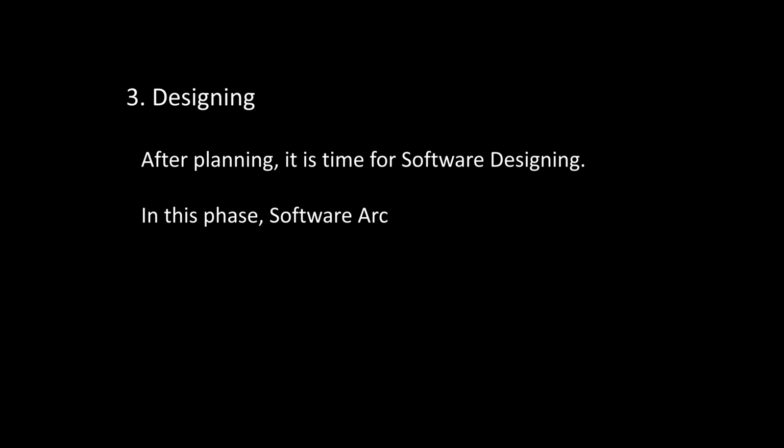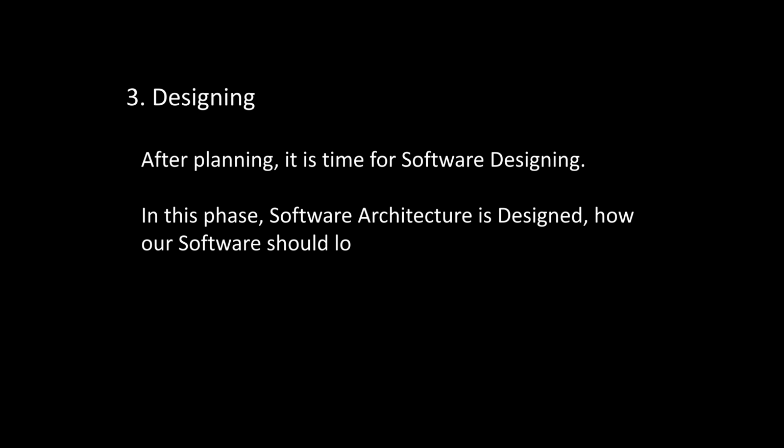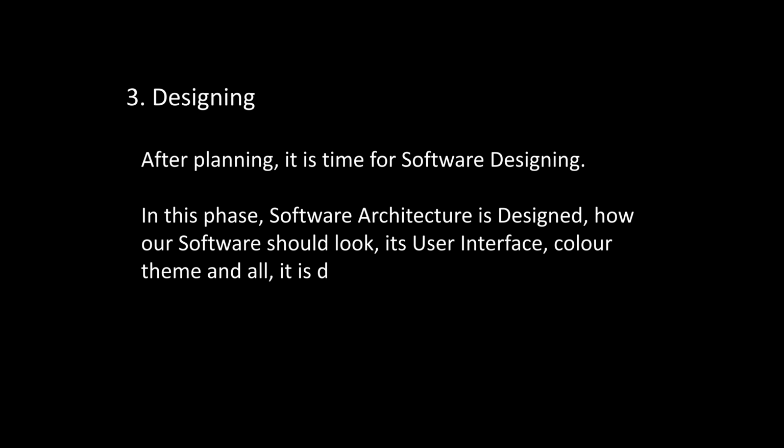The third phase in the software development process is designing. After planning, it is time for designing our software. In this phase, the architecture of the software is designed, how our software should look, its user interface, its color theme, and such designing things are decided under this phase.